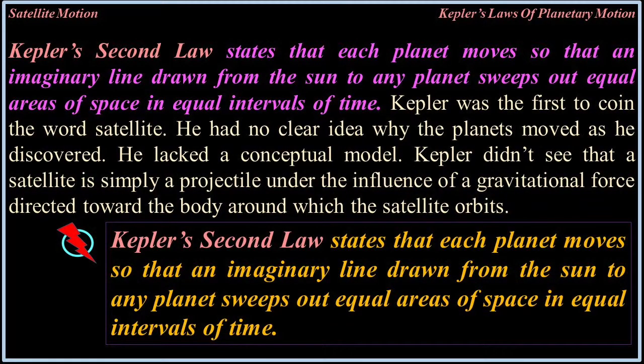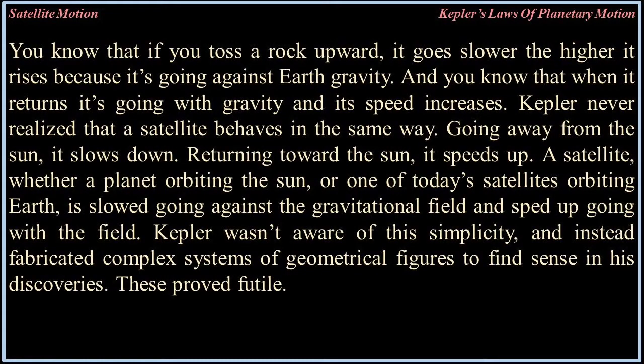Kepler's second law states that each planet moves so that an imaginary line drawn from the sun to any planet sweeps out equal areas of space in equal intervals of time. Kepler was the first to coin the word satellite. He had no clear idea why the planets moved as he discovered. He lacked a conceptual model. Kepler didn't see that a satellite is simply a projectile under the influence of gravitational force directed towards the body around which the satellite orbits.